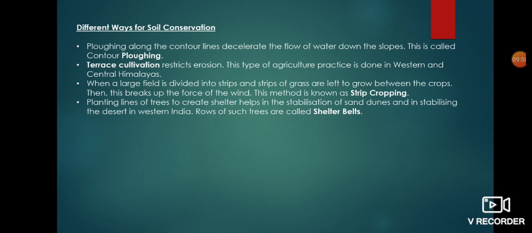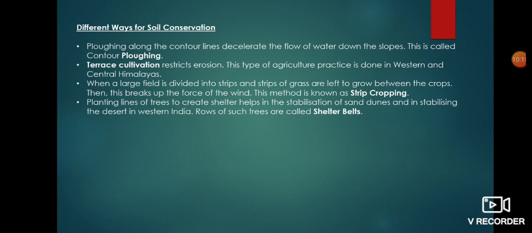Plowing along the contour lines decelerates the flow of water down the slopes. This is called contour plowing. Terrace cultivation restricts the erosion. This type of agriculture practice is done in the western and central Himalayas.